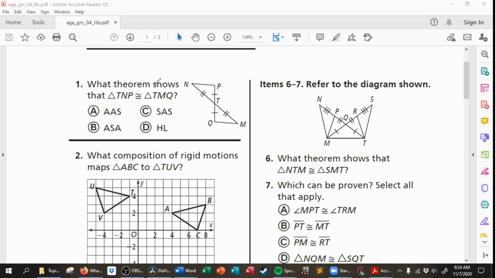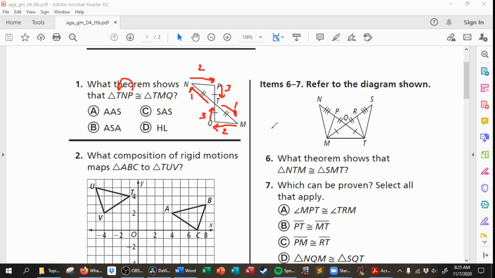It says, what theorem shows that triangle TNP is congruent to triangle TMQ? So those orders matter. Remember that this says T and P, so from T to N to P, and then, like we say, swoop back around. So this is our first, our second, and our third. We need to show in that order these are congruent. TMQ, this is my first. This is my second, right? TMQ, and then Q back to T.